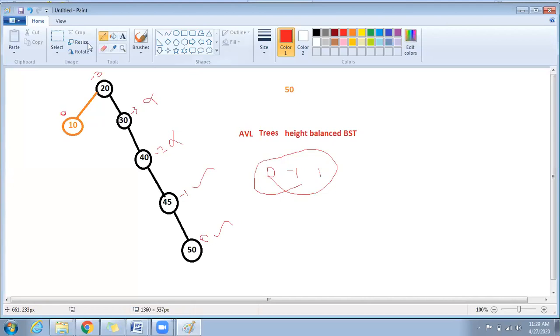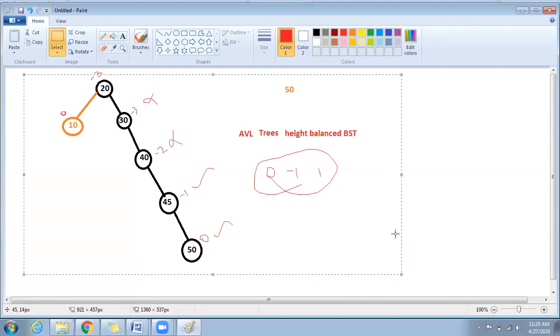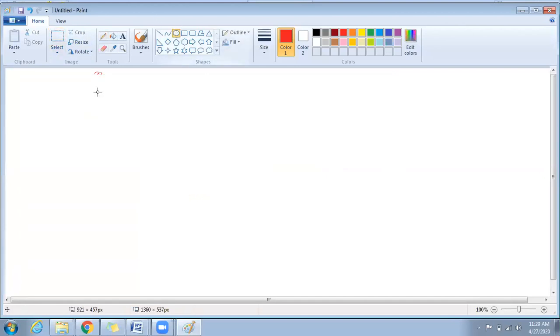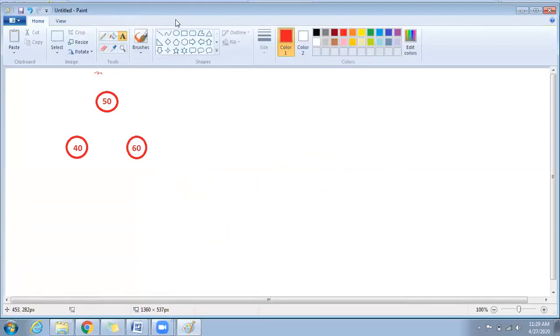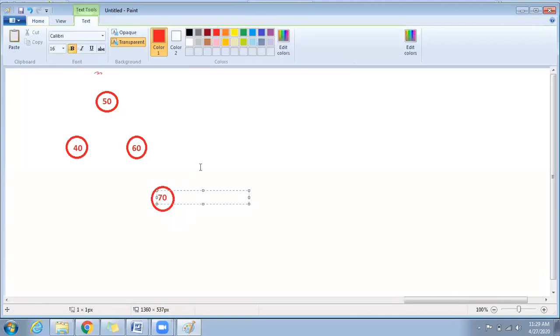So we will see one example. For example, I want to insert value 50. I'm inserting value 50. And I want to insert value 40. Where do you have to insert 40? Left side. Very good. I want to insert value 60. Where can I insert? Right side. Very good. I want to insert 70. Where can I insert? Right side of 60. Good. So 70.